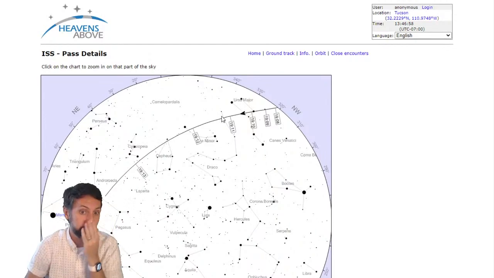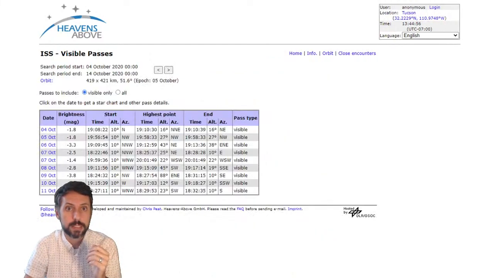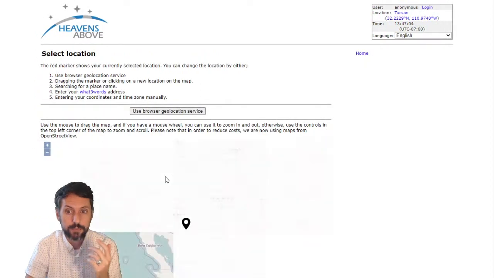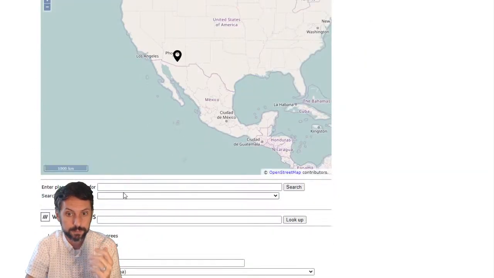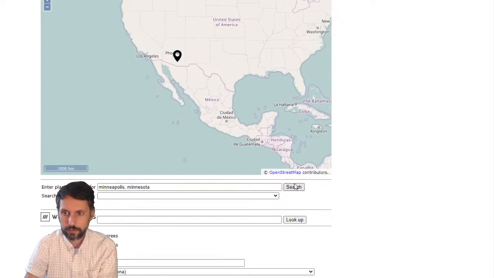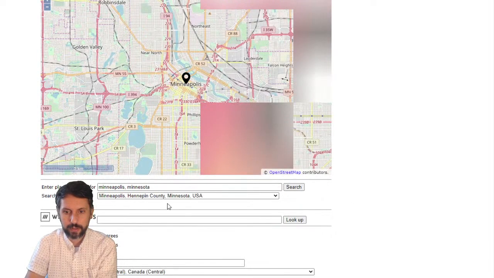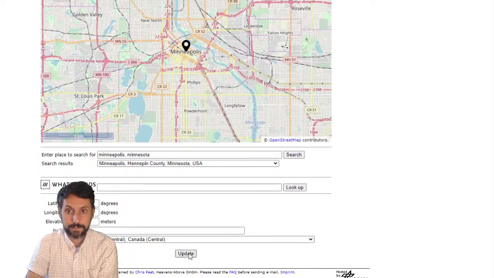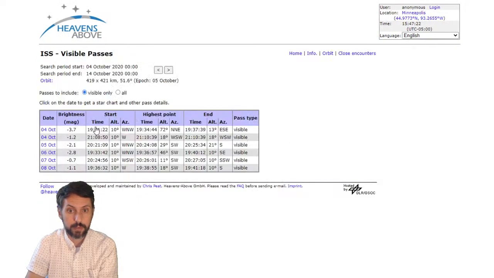Look up where you live. Let's say you live someplace else. Let's see how it changes when you change your observing location. Let's say you live in, say, New York City, or that's too far. Let's say you live in Minneapolis. So we search for that. Oh man, my bitrate's come back. Oh, thank God. There. And if I update that, so now we're in Minneapolis, Minnesota, and I click on ISS.